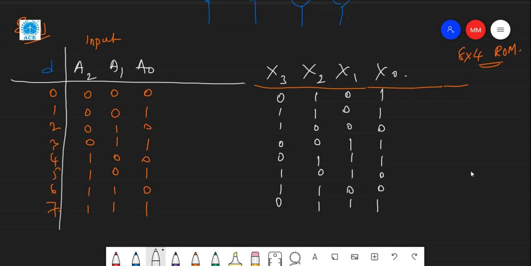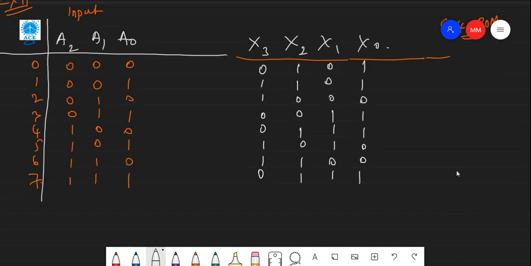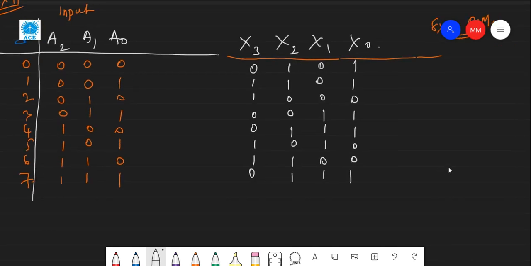Now for this one, we would like to write min terms. So let us write the min terms for this one. So x3. x3 min term is what? x3 is high at 1 2, high at 1 2. Next is 5 6.